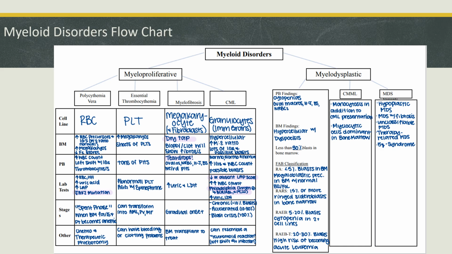Let's see, myelofibrosis. This one's not cool. So our proliferative cell lines are going to be those megakaryocytes and fibroblasts. And that's why we start getting that fibrotic bone marrow. Our bone marrow is going to result in a dry tap, meaning that the biopsy clot will show fibrosis and we may not be able to get an aspirate at all.